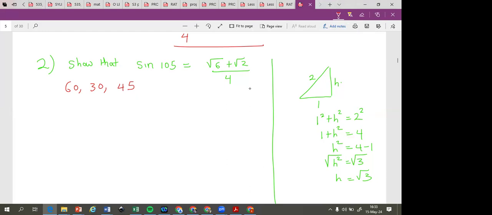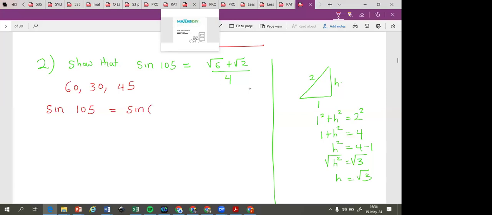Members, are you not seeing something? Is there something we can do such that we get 105? Yes, 60 degrees, 45. 60 plus 45. Very good. When you have 60 and 45, surely you get 105. So meaning that instead of writing sine 105, we shall write it as sine of 60 plus 45.